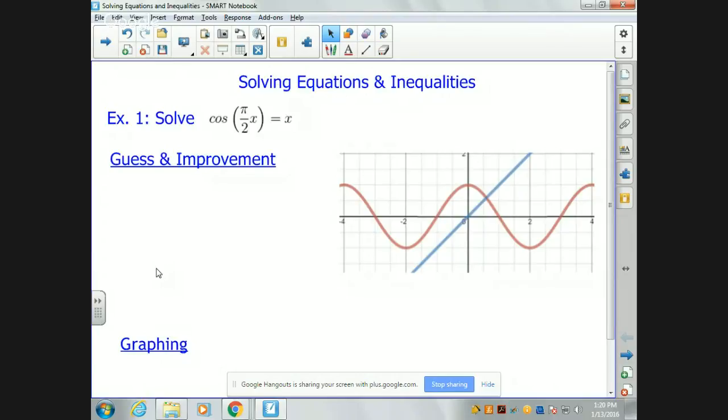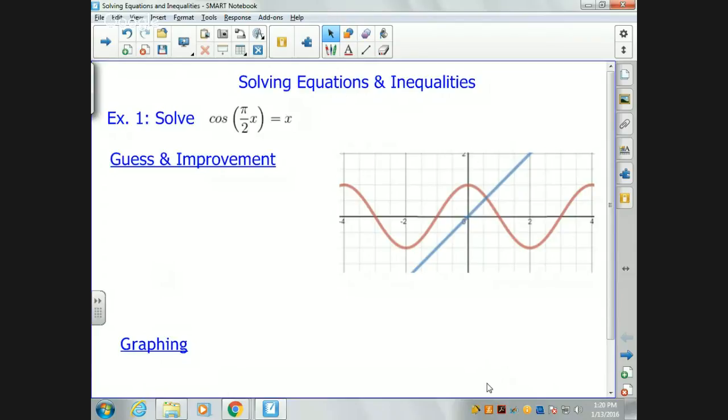Okay, today's section is on solving equations and inequalities. We've done this sort of thing before, but we're going to look at it in a slightly different way. Typically, when we solve equations, we're trying to isolate x, get x all by itself, except in some of these equations that's not very easy to do. So we're going to look at a couple of different techniques to help us out there.